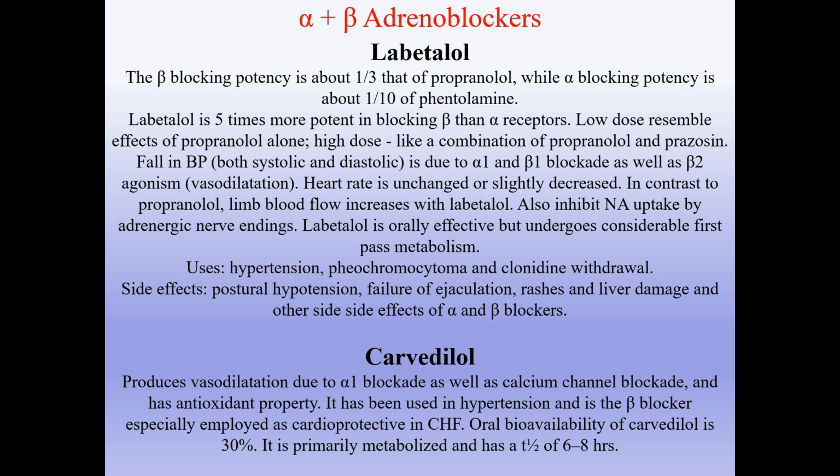The next pharmacological group is alpha plus beta adrenoblockers. The representatives are labetalol and carvedilol. For example, labetalol: the beta-blocking potency is about 1/3 that of propranolol, while alpha-blocking potency is about 1/10 of phentolamine. Labetalol is 5 times more potent in blocking beta receptors than alpha receptors. Low dose resembles effects of propranolol alone, high dose like a combination of propranolol and prazosin. Fall in blood pressure is due to alpha-1 and beta-1 blockade, as well as beta-2 agonism.